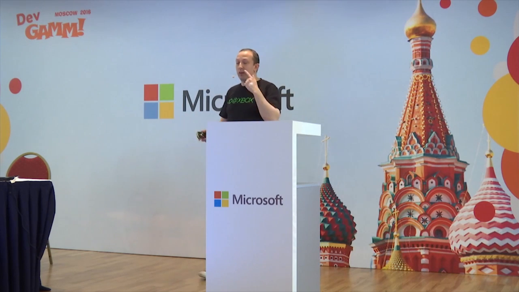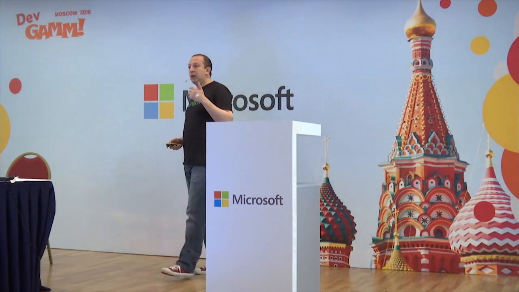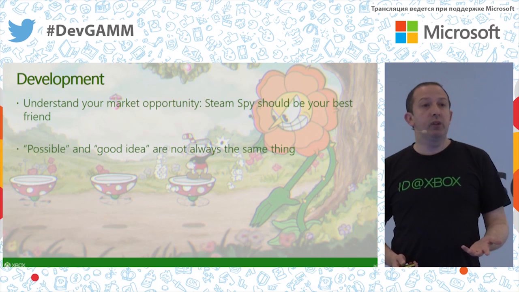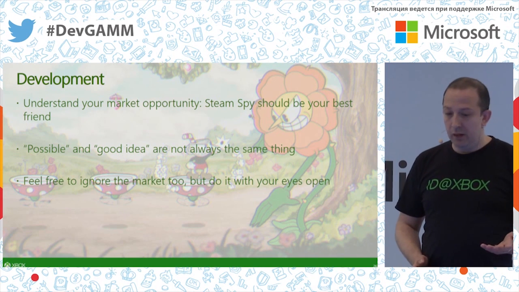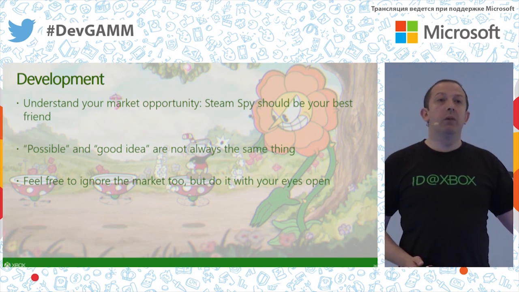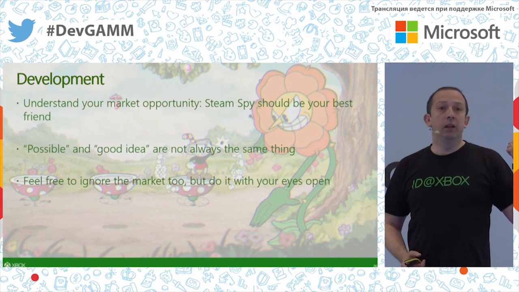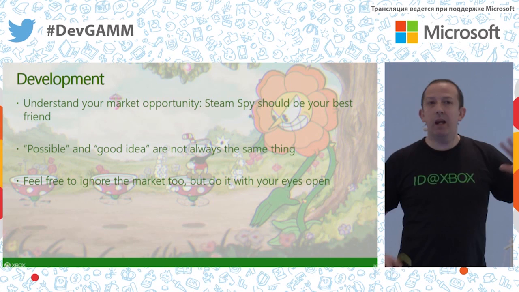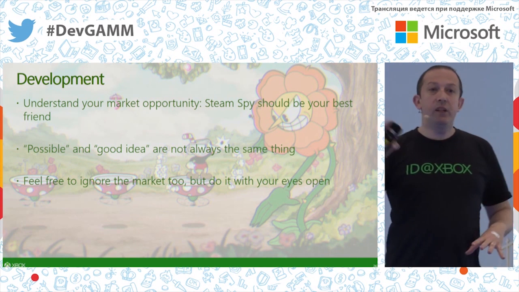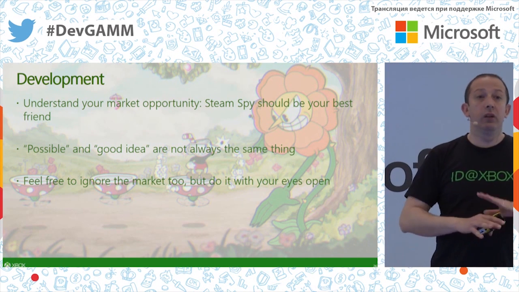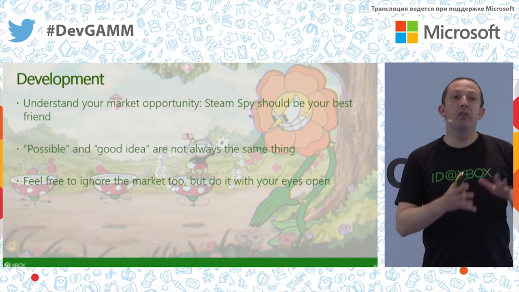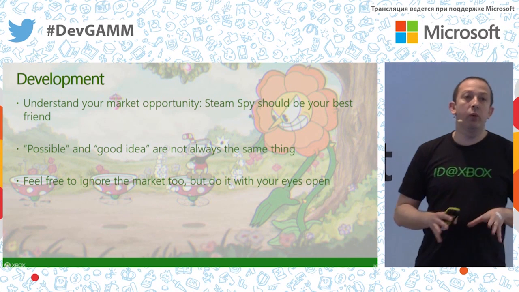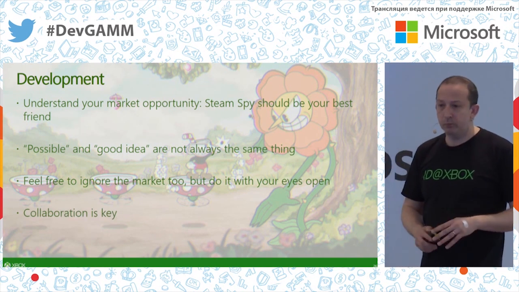So just look at what's available in the market and think about the competition you're going to have for your product. But feel free to ignore the market. This is very important. If there are lots of puzzle games or a lot of platform games but you think you have the right product, do it. But be aware of the market conditions. Always be aware of the market conditions.